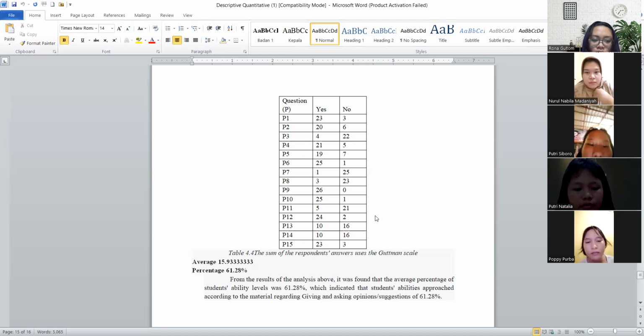After counting it, we found that the average of students' ability in giving and asking for opinion or suggestion material is 15.93, and the percentage is 61.28%. The students' ability is approaching the standard regarding the matter of giving and asking for opinion or suggestion.